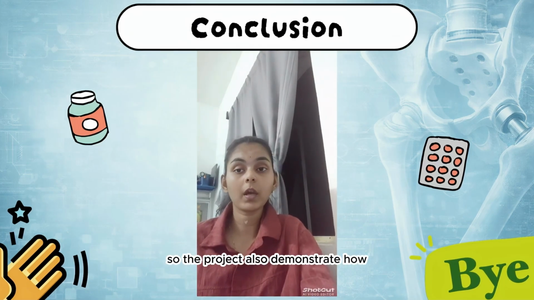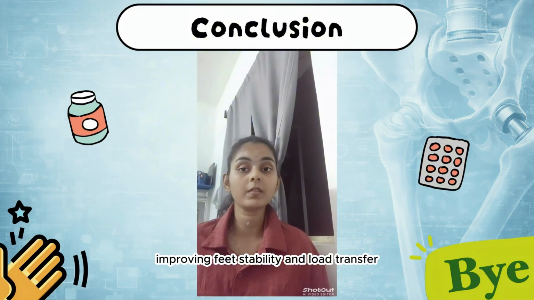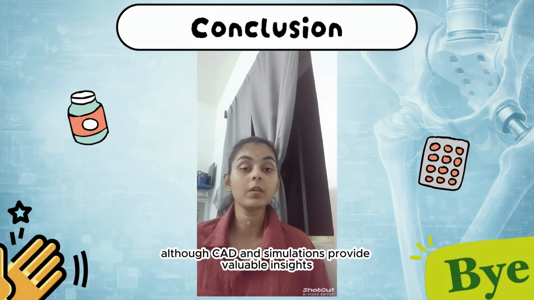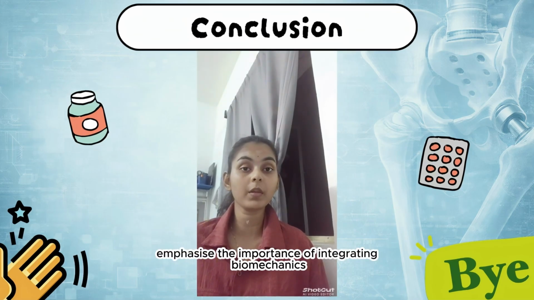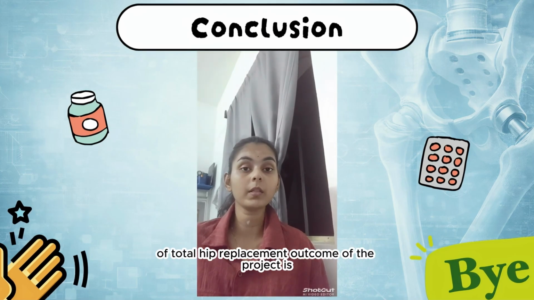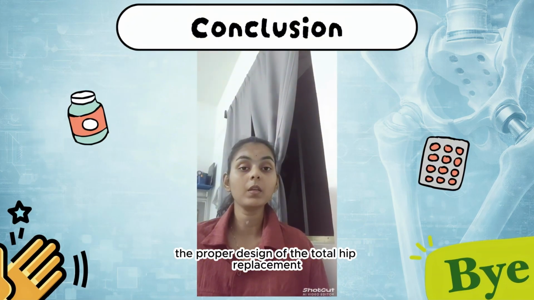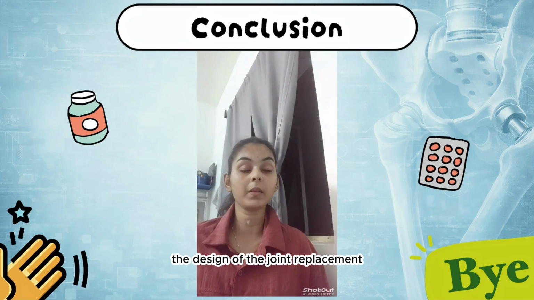The project also demonstrates how modern CAD tools allow patient-specific implant design using imaging data, improving fit, stability, and load transfer. Although CAD and simulations provide valuable insights, challenges such as wear, stress shielding, and varying loading conditions remain. Overall, this study emphasized the importance of integrating biomechanics, material science, and engineering design to improve the long-term performance of total hip replacement. The outcome of the project is the proper design of the total hip replacement using AutoCAD Inventor and ANSYS simulation process. The design of the joint replacement was done according to the normal dimensions of the orthopedic to ensure that the transfer of the load is done correctly.